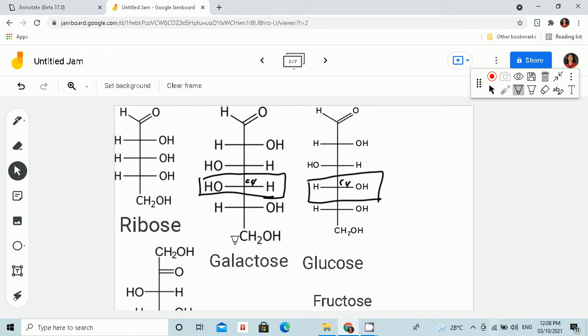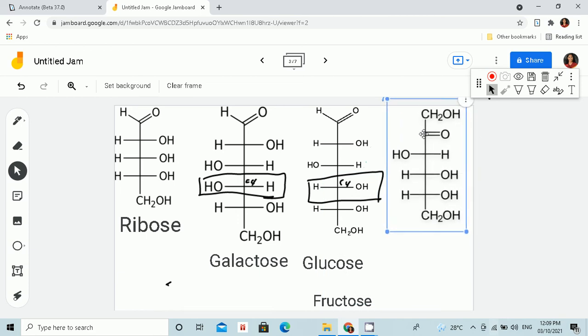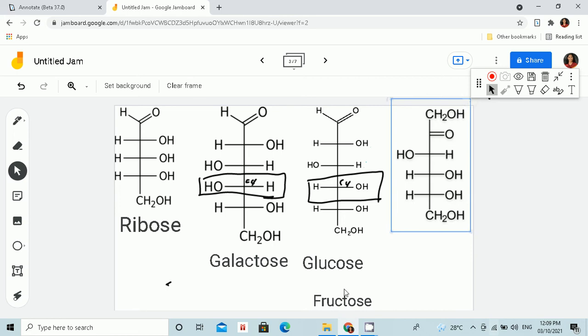Then we have our glucose. Glucose is found in our blood. Also, it is very important. Most of the sugar in our blood is glucose. That's why when we want to determine if you have high blood sugar, it's a glucose test. It's the test of the amount of glucose present in your blood. Also, glucose is also called dextrose. It's the sugar in the dextrose that is injected by the doctor.